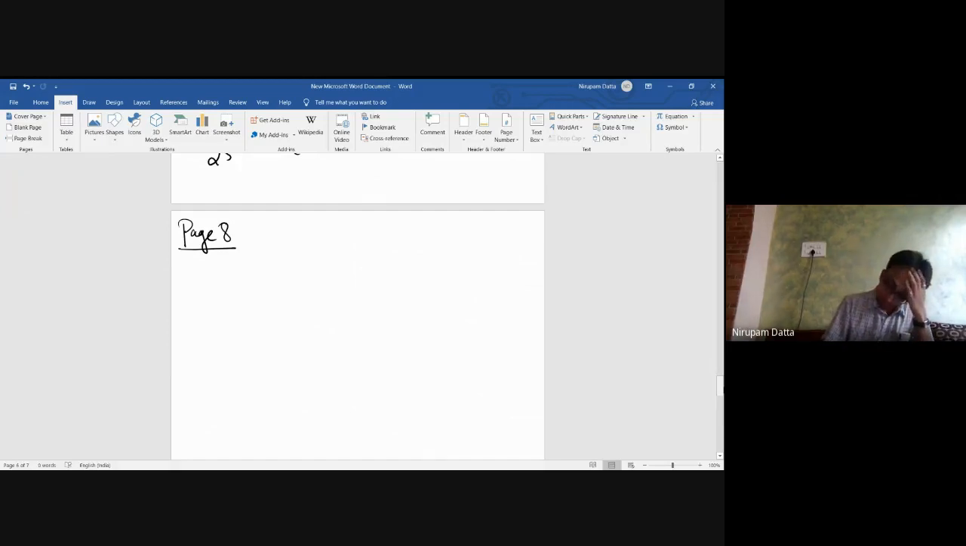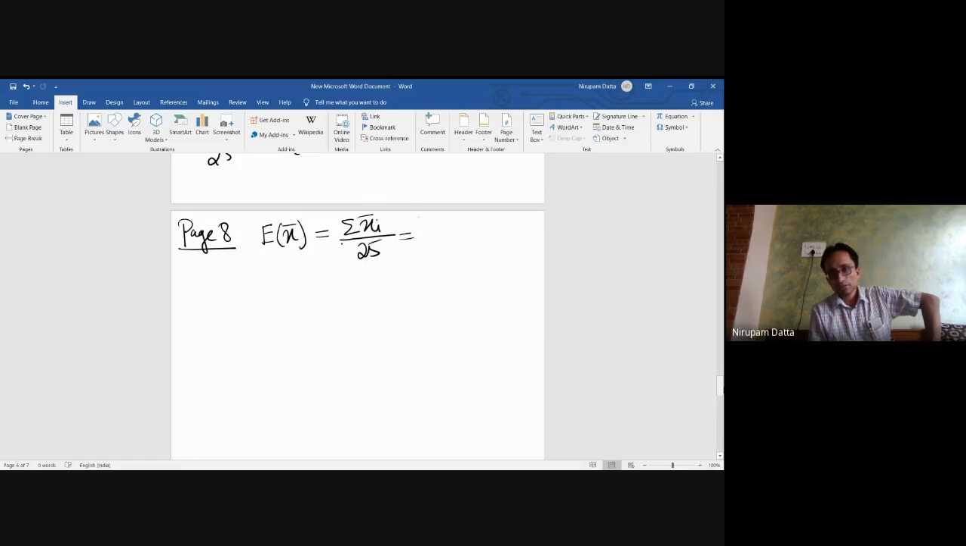I'm just shortening this calculation. When I shorten this calculation, what I get is the sampling distribution of the mean. So what is the expected value of x bar? I add up all the values of the sample means, which gives me the summation of xi bar. The total number of samples is 25, so this is 150 divided by 25, you have to check it. This is the mean of the sampling distribution.